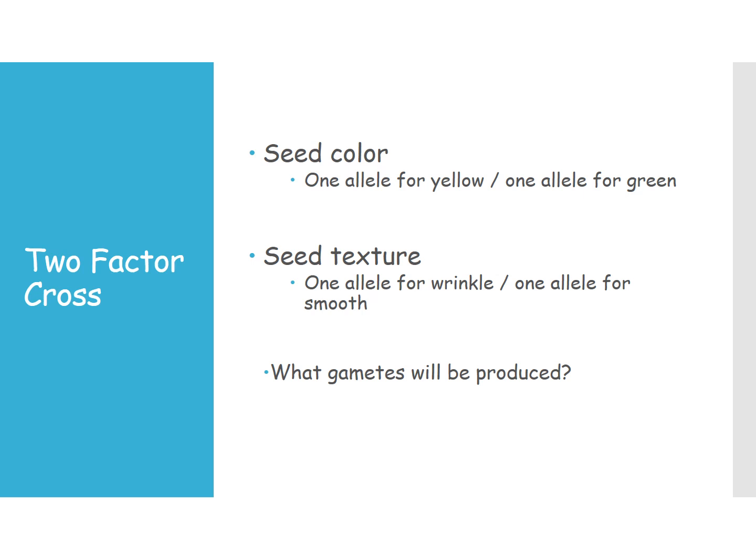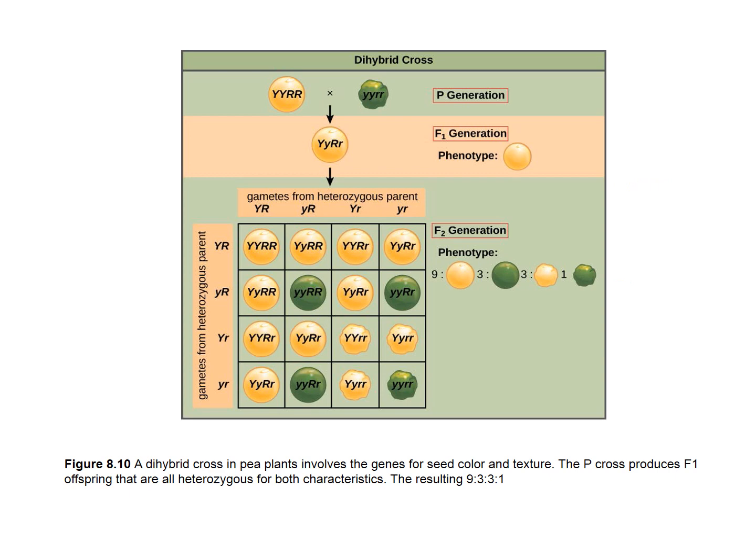It's also possible to do 2-factor crosses, where you look at the inheritance of 2 traits together. For instance, if you took plants that had 1 allele for yellow-colored peas and 1 allele for green, and looked at, in addition, the trait for the coat type, whether wrinkled or smooth, you could then establish what gametes would be produced by this cross. As you see, this is a little bit more complicated. You have to keep track of all the possible combinations of gametes from these heterozygous parents.